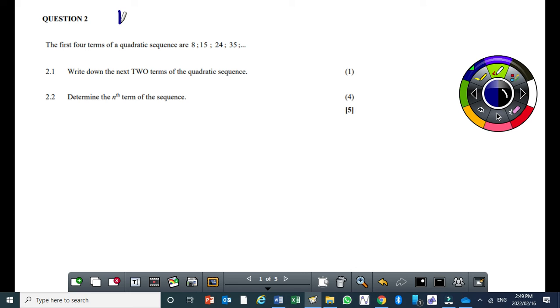But this question I'm taking it from a trial paper that was from 2019. Okay, paper one. So the question says the first four terms of a quadratic sequence are 8, 15, 24, and 35. So the first question says write down the next two terms. Okay? Write down the next two terms.